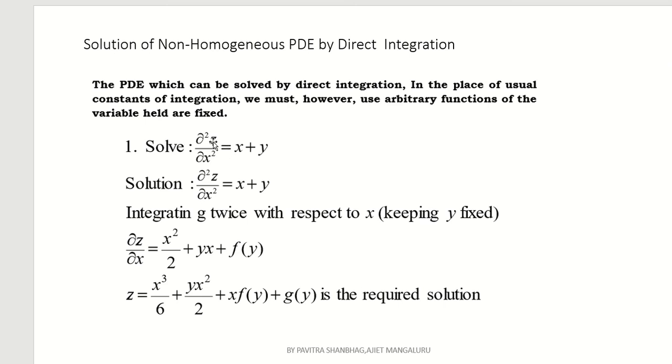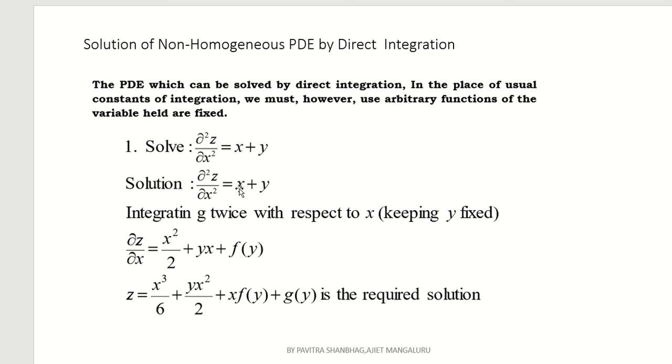Okay, now what is given here? Dou square z by dou x square equal to x plus y given. Now see here, dou square z by dou x square, that means partial derivative of the z with respect to x twice given. That means we have to integrate with respect to x twice. Then only we can obtain the value of z. Now first integrate with respect to x. So what you will get? One partial derivative cancel. Remaining term is dou z by dou x.